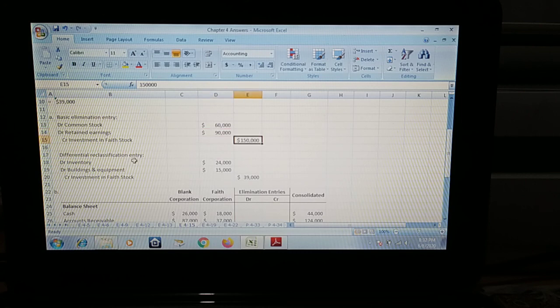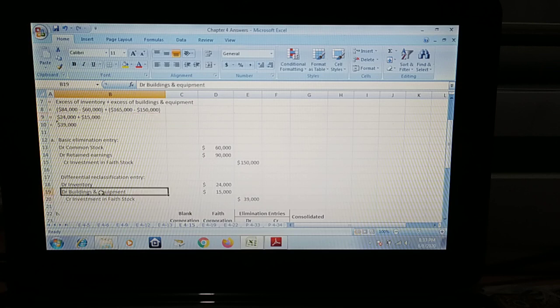And then we have the differential reclassification entry, okay. So debit inventory $24,000, which is the excess, and then debit buildings and equipment $15,000, the excess also, okay. Then credit investment in stock $39,000. Okay, so there is no amortization also because this is acquisition date.